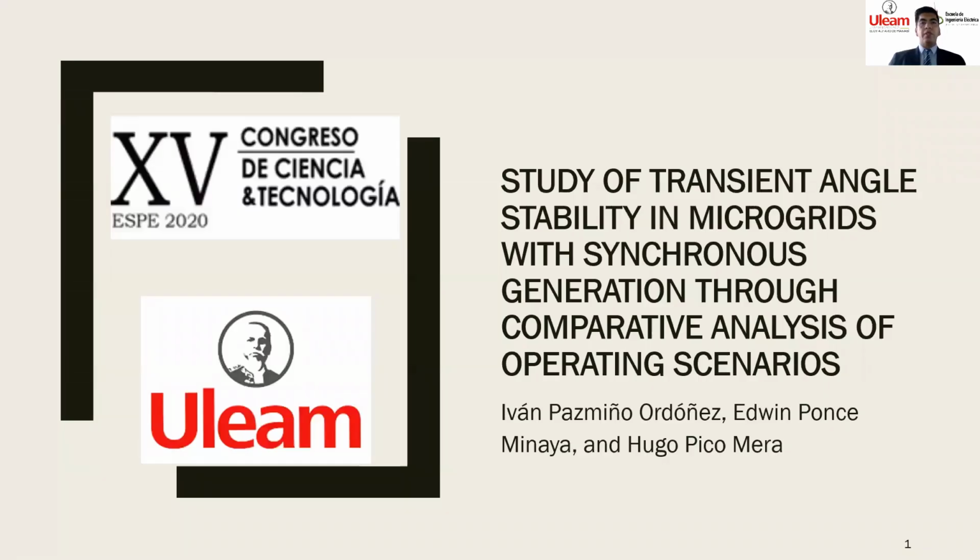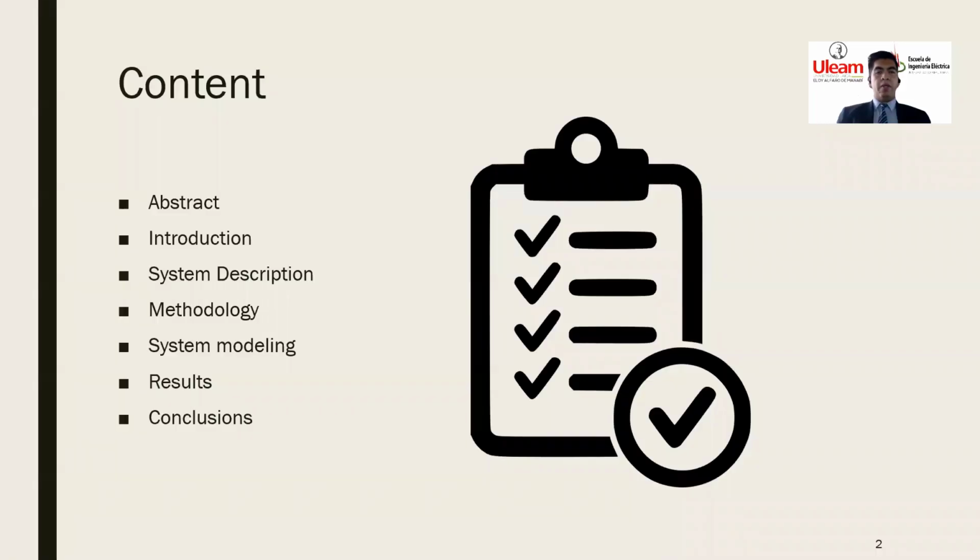Good afternoon. In this opportunity, I'm going to talk about a study of transient angle stability in microgrids with synchronous generation through a comparative analysis of operating scenarios. My name is Ivan Pazmiño Ordóñez, and this work has been done in cooperation with Edwin Ponce Minaya and Hugo Pico Mera. In the next minutes, we are going to talk about the abstract, introduction, system description, methodology, system modeling, results, and conclusions related with this paper.